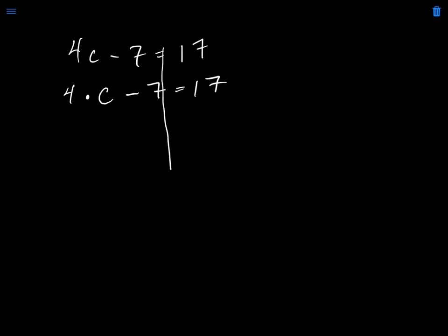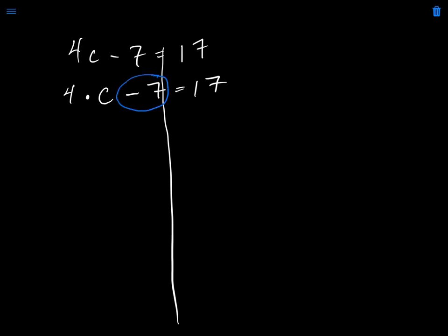I'm going to start by doing a pretty basic one: 4c minus 7 is equal to 17. So we're essentially saying in this problem, 4 times a number I do not know, minus 7, is equal to 17. The first thing I'm going to do is draw my line to separate my answer from my expression.